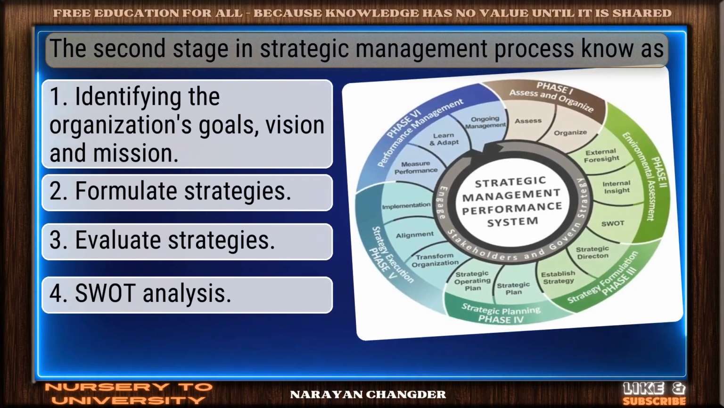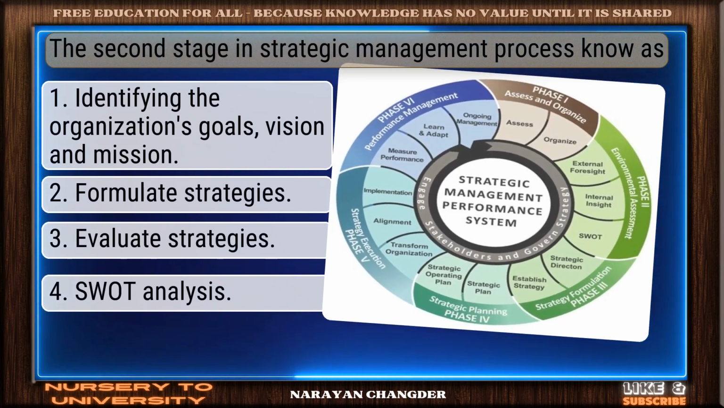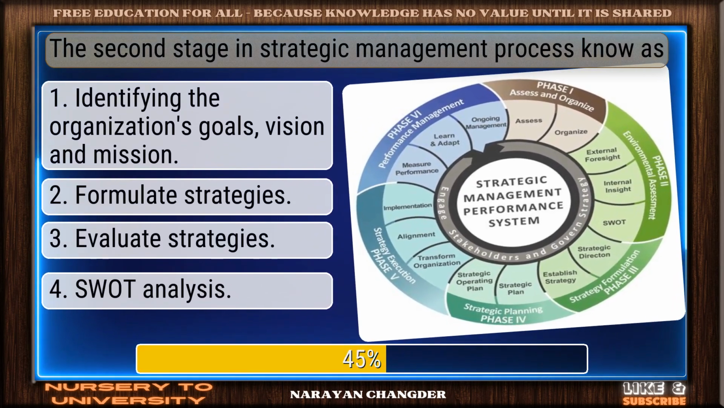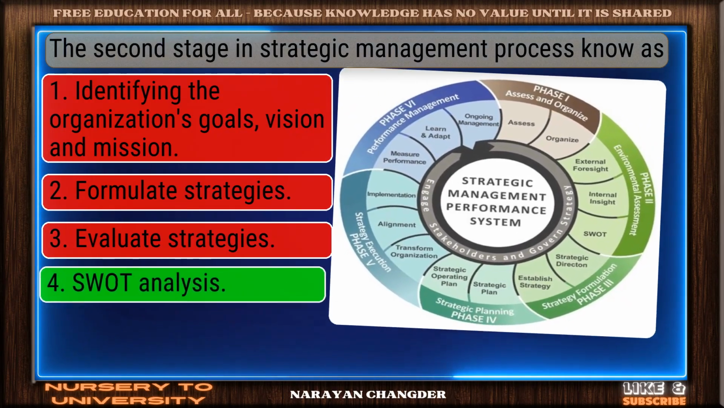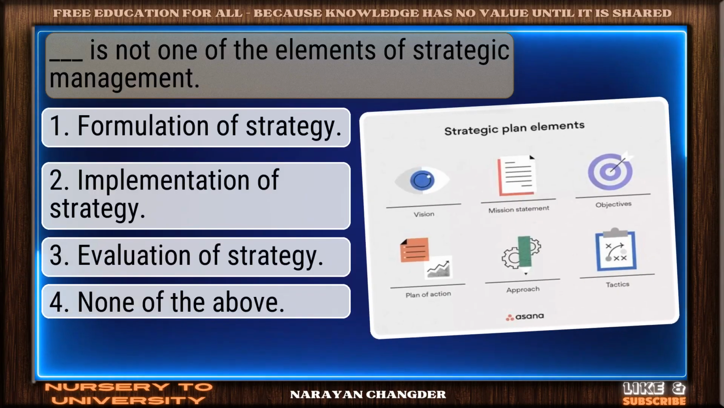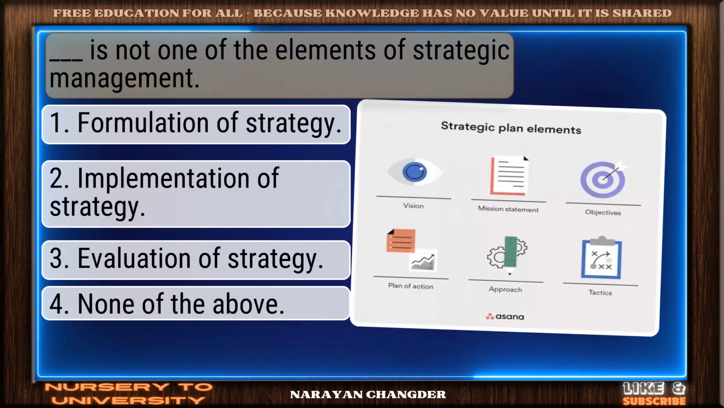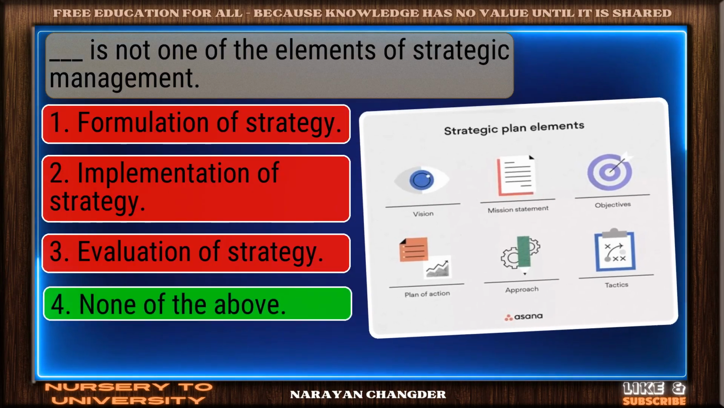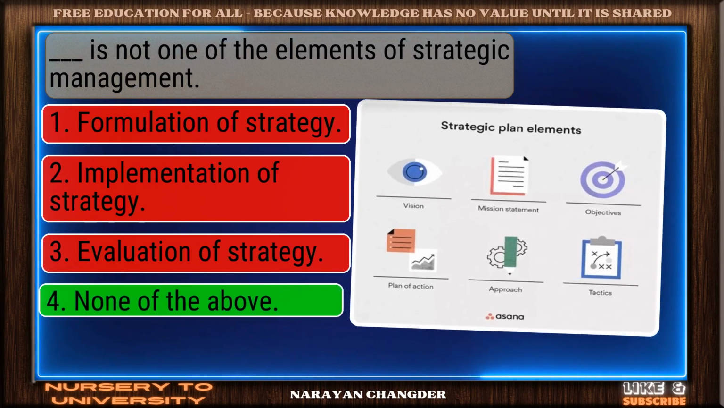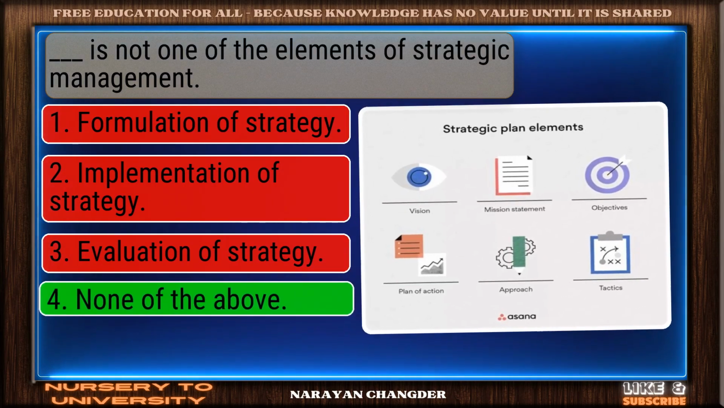The second stage in the strategic management process is known as... You're right. SWOT analysis is the correct answer. Dash is not one of the elements of strategic management. Solid response. None of the above is a valid choice.